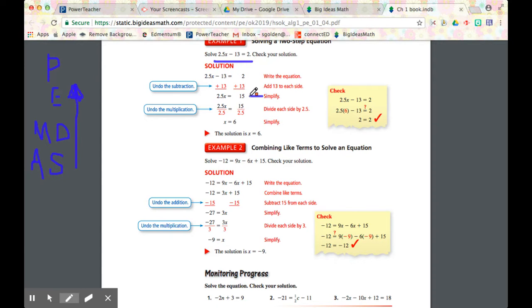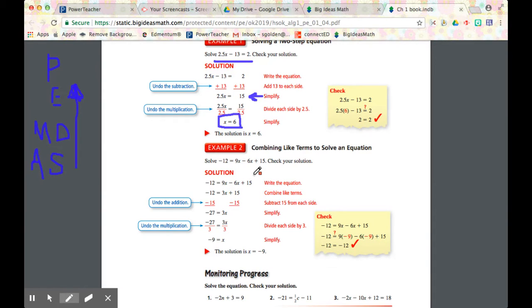So this is now my new equation: 2.5x equals 15. Again, I'm trying to get x by itself with the equal sign. I have 2.5 being multiplied, so we do the opposite and divide both sides by 2.5. 2.5 divided by 2.5 is 1, which is what we want, 1x, an equal sign, and then 15 divided by 2.5 comes out nicely to 6. So our answer is x equals 6.